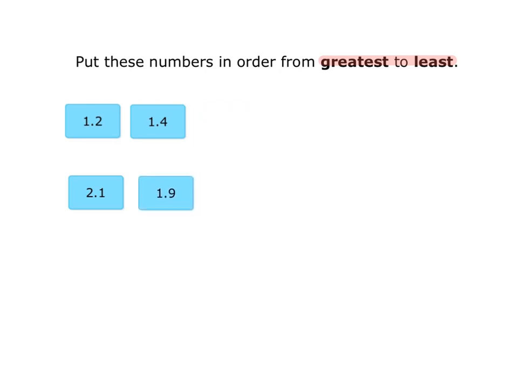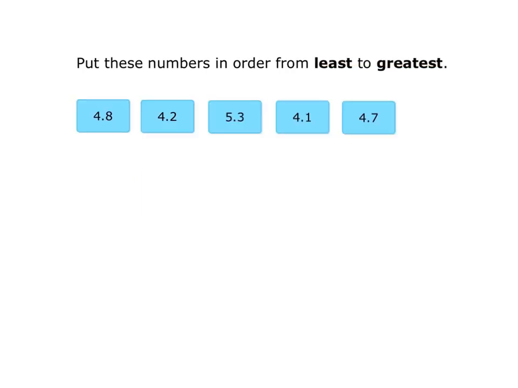I then look at the remaining 2. I have 1.4 and 1.2. 4 is greater than 2, so 4 is my next number, and 1.2 would be the least value here. Now they're ordered. When I double check, 2.1, 1.9, 1.4, 1.2, that makes sense. So this is greatest to least. Here's an example of a question that's asking to order from least to greatest.